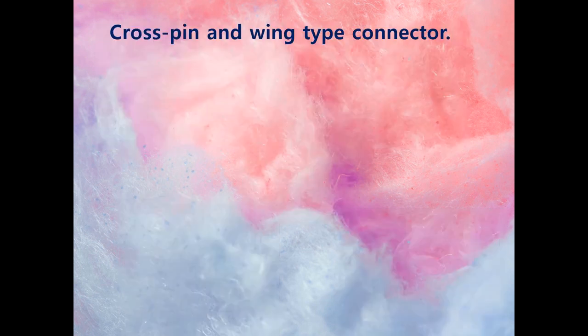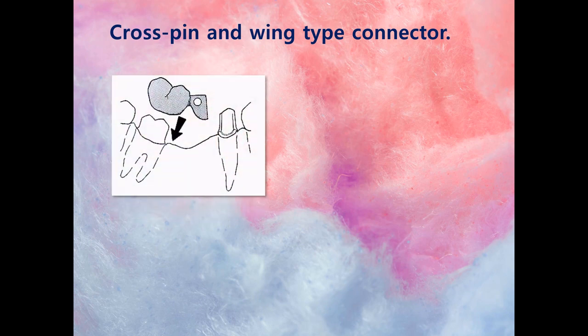Next is the cross pin and wing type connector, which is specially indicated in cases of tilted abutment. So as the name suggests, there are two main elements. One is the cross pin and the other is the wing. So here the wing is attached to the distal retainer and it should be fabricated in such a way that it aligns with the long axis of the mesial abutment.